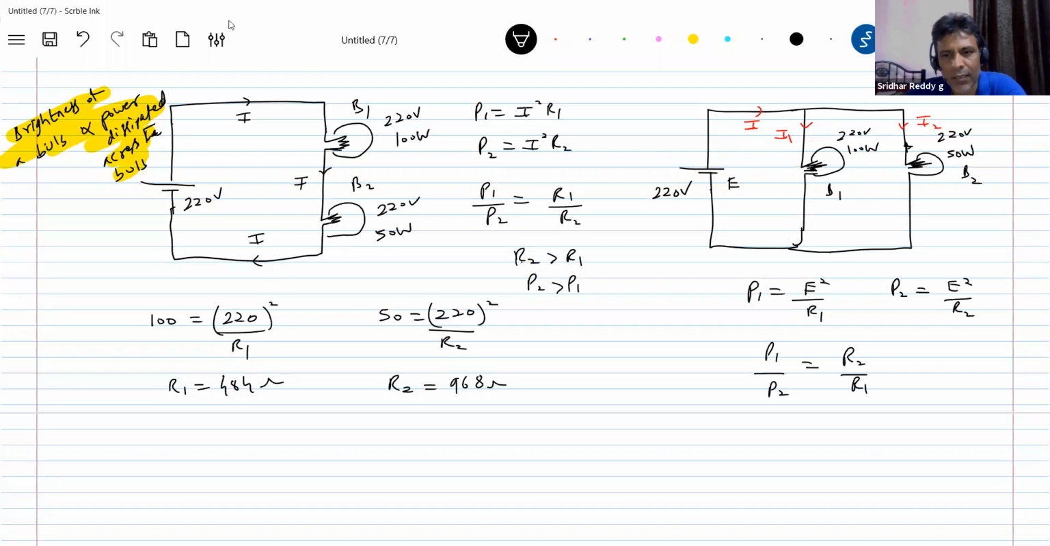The same resistance, sir, you should change R1, R2. No, the resistance of bulb will remain the same. The same bulbs are connected now in parallel. And we know R2 is greater than R1. So what will happen? P1 is greater than P2.